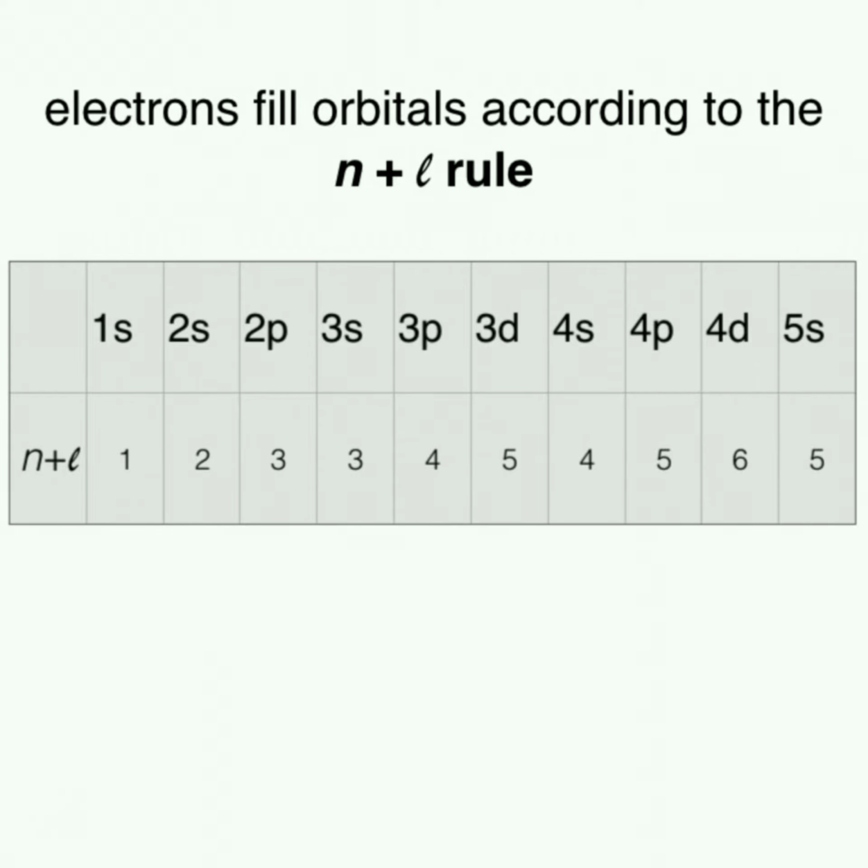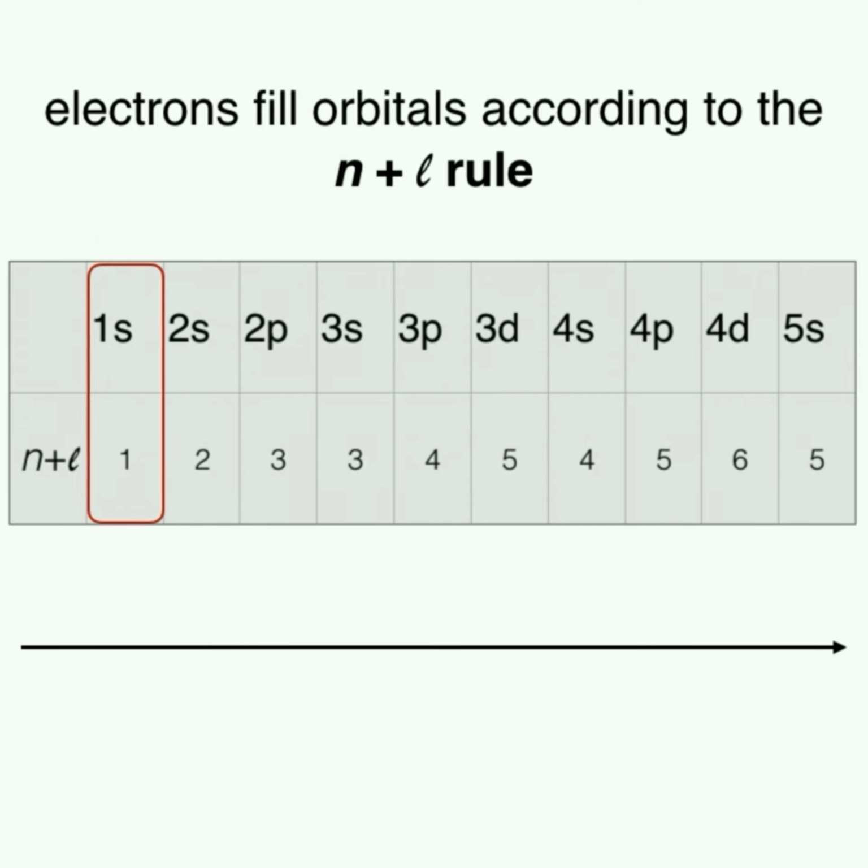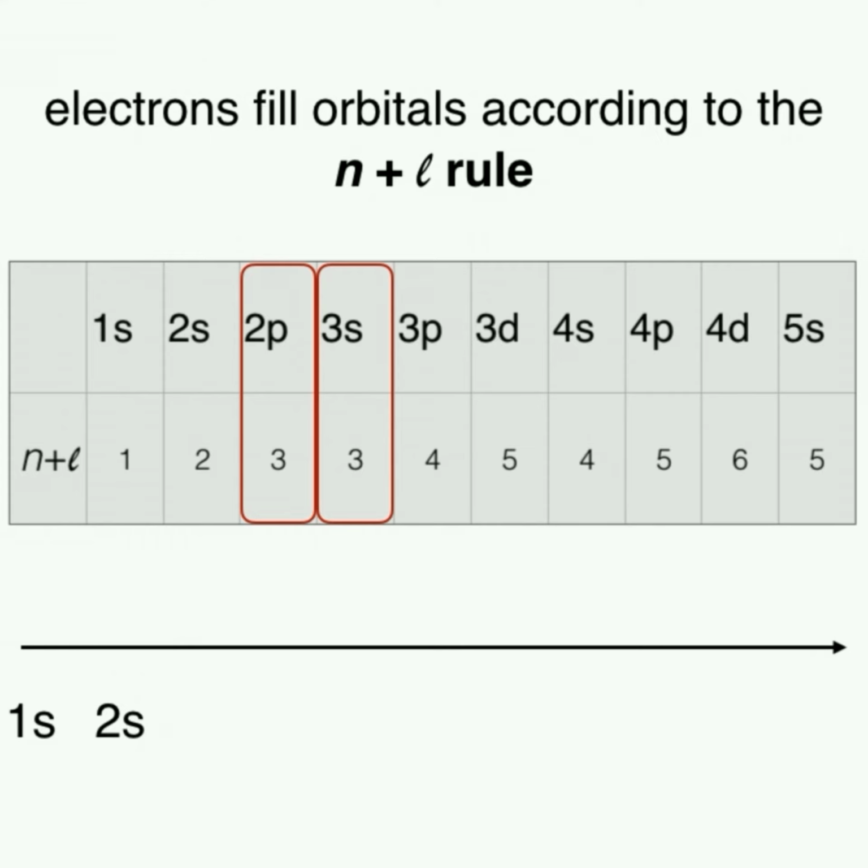Now time to order them. 1s has the smallest value, so we know that it will be filled first. This is followed by 2s. We then reach 2p, which has an n plus L value of 3. We can see, however, that the 3s subshell also has an n plus L value of 3. But since 2p has a smaller n, 2p will come first, followed by 3s.